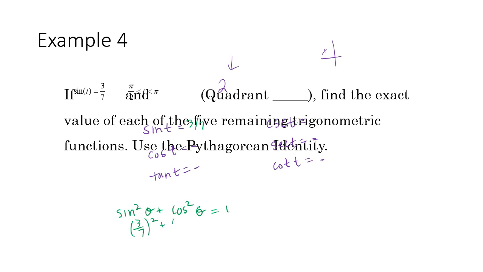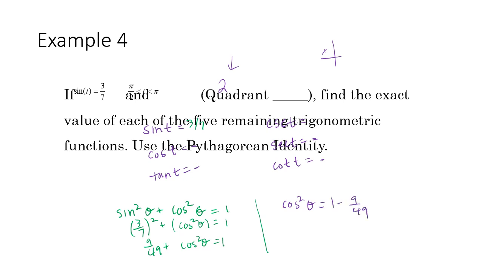Cosine squared is, we don't know. So I get 9 over 49 plus cosine squared theta equals 1. I'm going to subtract the 9 over 49 from both sides. So that leaves me with cosine squared theta equals 1 minus 9 over 49.